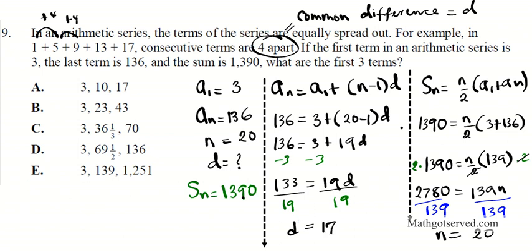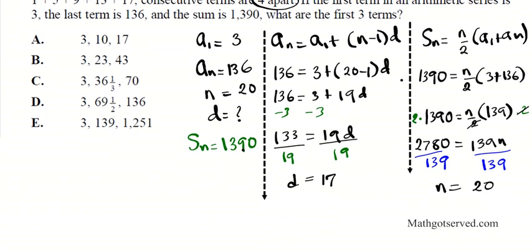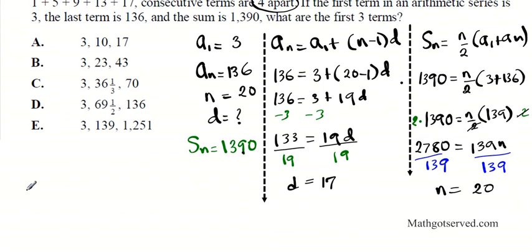Now, what are our first three terms? We know the first term is 3. So what is the second term going to be? The common difference is, wait a minute, sorry, I made a little typo here. 133 divided by 19 is 7. It's not 17. I'm just putting the 7 there. I don't know where the 1 came from. Anyway, the common difference is 7.